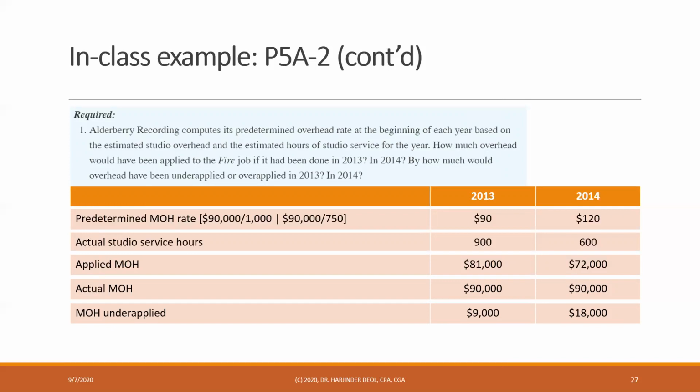Now, for the Fire job, how much would have been applied for overhead? I recall the Fire job had 30 hours. So 30 hours multiplied by $90 an hour. For 2013, the applied cost to the Fire CD will have been $2,700. For 2014, that cost will have been $120 an hour times 30 hours, or $3,600.